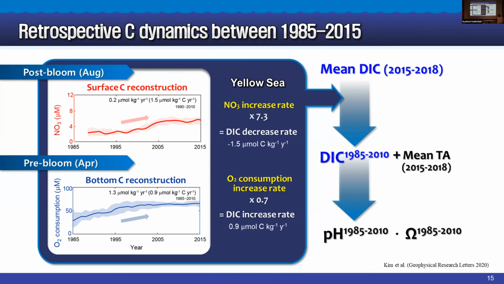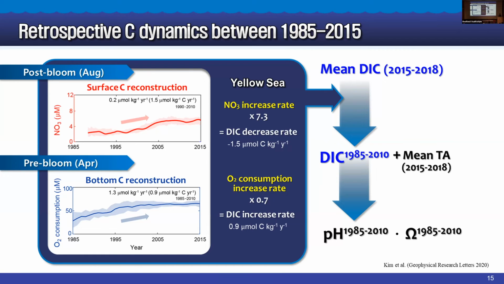The calculation depends on two assumptions. The first one is that the surface nitrate concentration increase can reflect the post-bloom surface DIC concentration resulting from the complete utilization of the nitrate. So you can actually calculate the post-bloom surface DIC concentration changes over about a 20 to 30-year period of time.